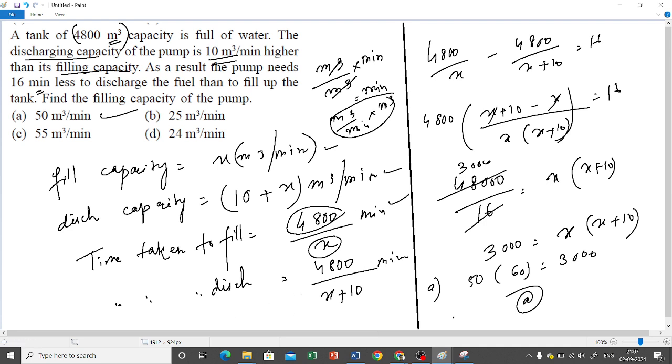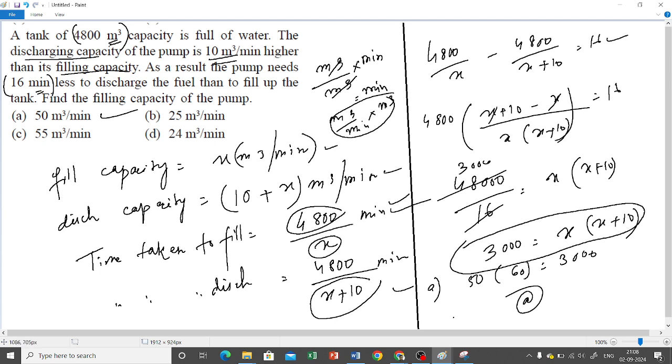What is the time taken to discharge? 4800 by x plus 10. Again we are getting minute. Now it is given that the difference is 16 minutes. So that means this time minus this time is 16. So on solving this we get this equation, and with the help of option method we don't have to solve this. Remember, if you solve this equation you're going to waste 3 to 4 minutes in that. So don't waste time in solving this. When you arrive at this stage, just go for option method.